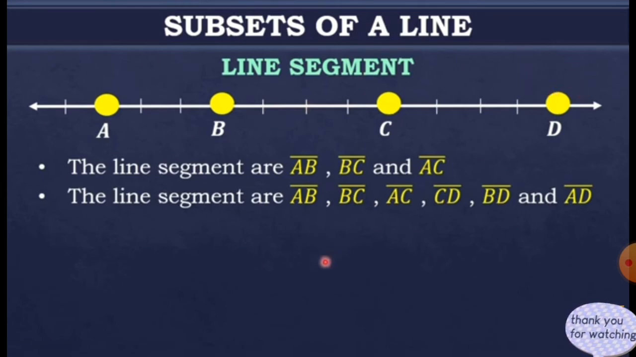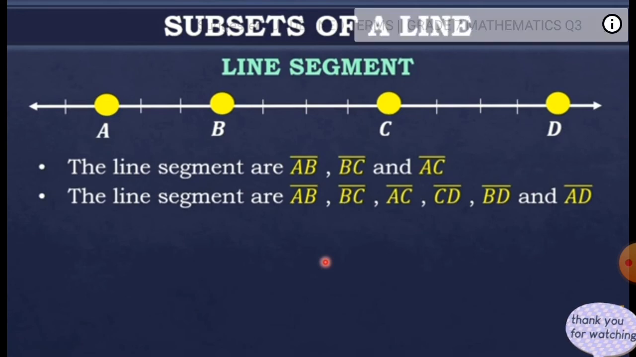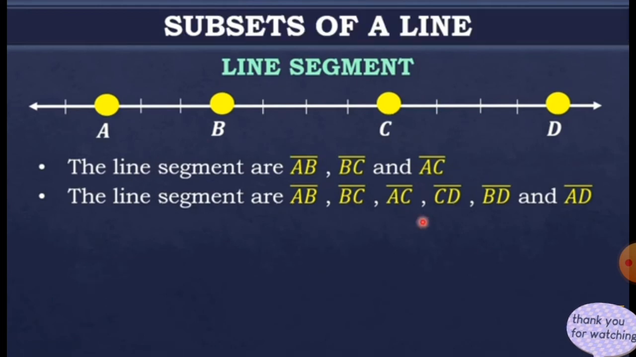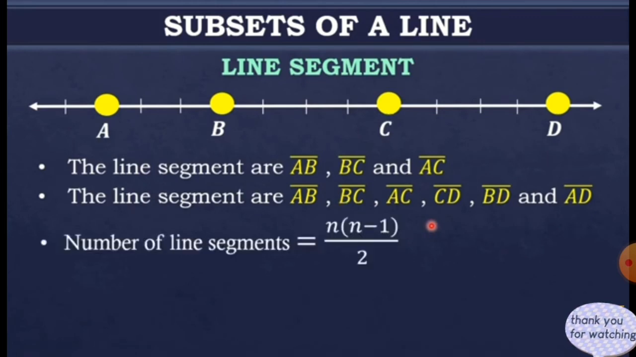Okay. Paano tayo makakasigurado na tama yung bilang ng line segments na nakukuha natin? Okay? Or paano natin malalaman na kapag 3 points ang given sa line, ang line segments niya ay 3 lang? Kapag 4 points ang given sa line, ang line segments niya ay 6 lang. Paano natin malalaman? You can make use of this formula.